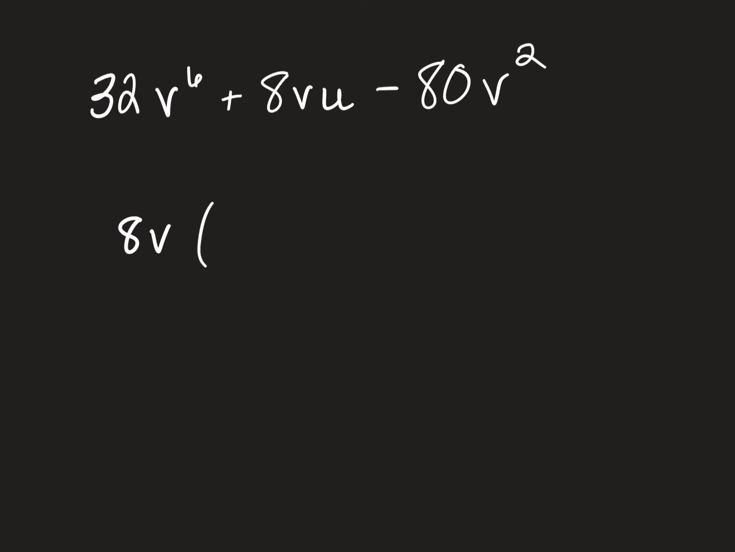So 32 divided by 8 is 4. And v to the 6th divided by v to the 1st is v to the 5th. 8 divided by 8 is 1. Right, the v's cancel out there. And then we still have that u. And then 80 divided by 8 is 10. V squared divided by v to the 1st is just v. So that would be our newly factored polynomial.